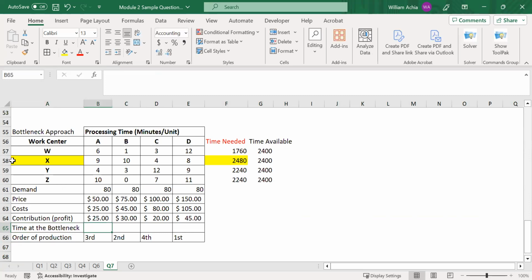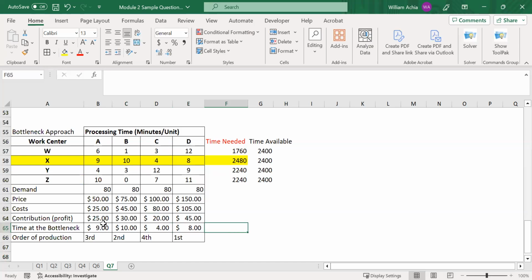Okay. So my bottleneck workstation was this one right here. My time for product A at the bottleneck is 9 minutes. For B, it's 10 minutes. For C, it's 4 minutes. And for D, it's 8 minutes.